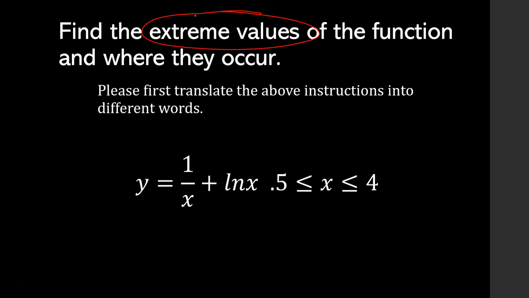So what about extreme values? That's going to be a global maximum, meaning a highest y value, and it also means a global minimum, meaning a lowest y value.